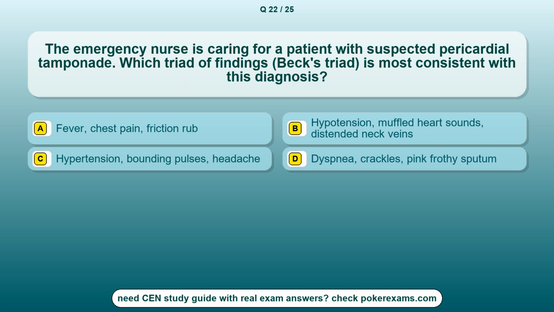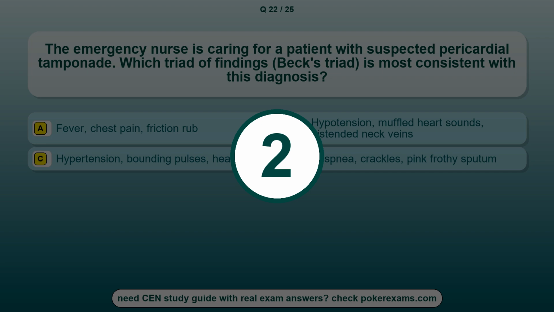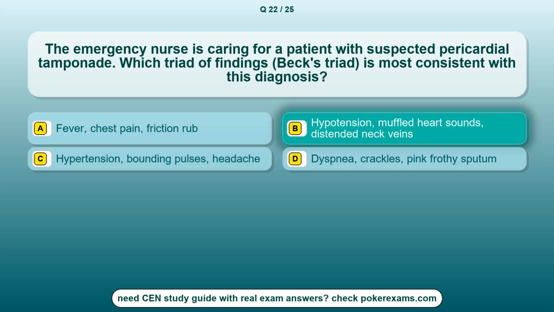Question 22. The emergency nurse is caring for a patient with suspected pericardial tamponade. Which triad of findings, Beck's triad, is most consistent with this diagnosis? Option A, fever, chest pain, friction rub. Option B, hypotension, muffled heart sounds, distended neck veins. Option C, hypertension, bounding pulses, headache. Option D, dyspnea, crackles, pink frothy sputum. The correct answer is option B. Hypotension, muffled heart sounds, distended neck veins.